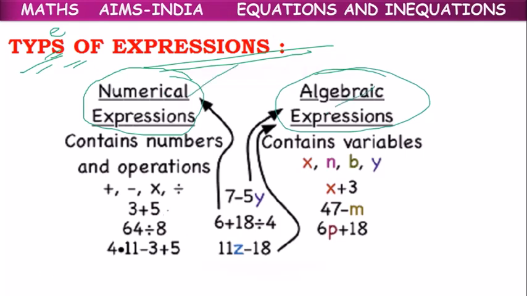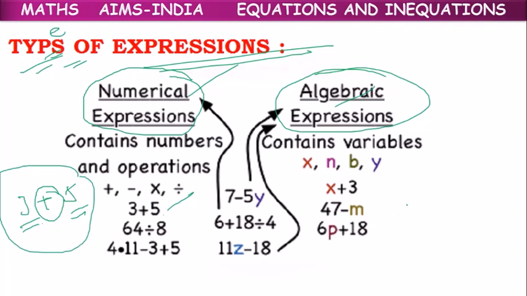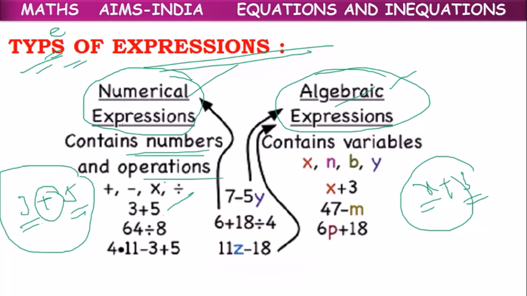Now this 3 plus 5, we have only numbers joined by a plus operator. It's a numerical expression. Whereas x plus 3, we have a variable and a number joined by a plus operator. It is an algebraic expression. So numerical expressions contain only numbers and operations, whereas algebraic expressions contain variables along with numbers and operators.